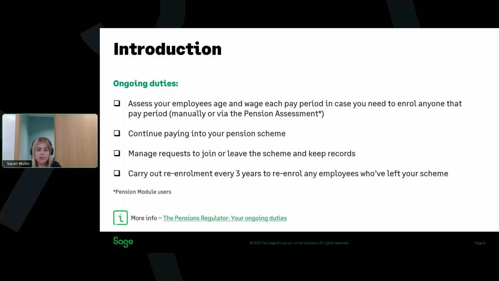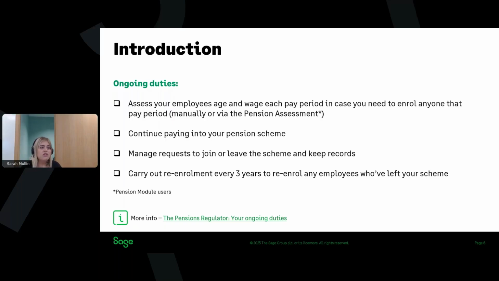You would be enrolling those employees when required. So anyone who is eligible would need to be automatically enrolled into the scheme, and that's either manually or using the pension assessment feature that's part of the module. You want to maintain your contributions, so calculate and deduct your employee and employer contributions and send that over to your pension provider. You do want to manage any requests to join or leave the scheme, so opt-ins and opt-outs, and you want to keep a record of those as well.